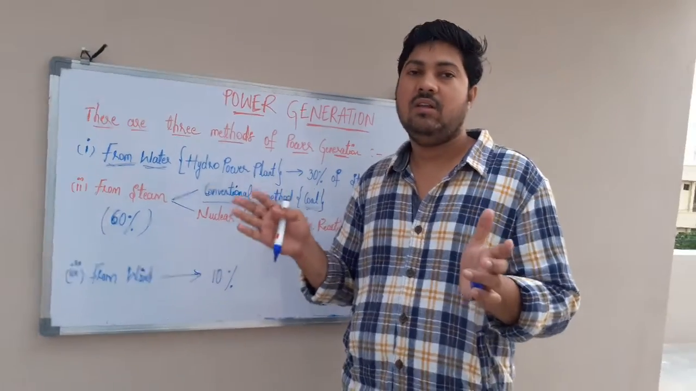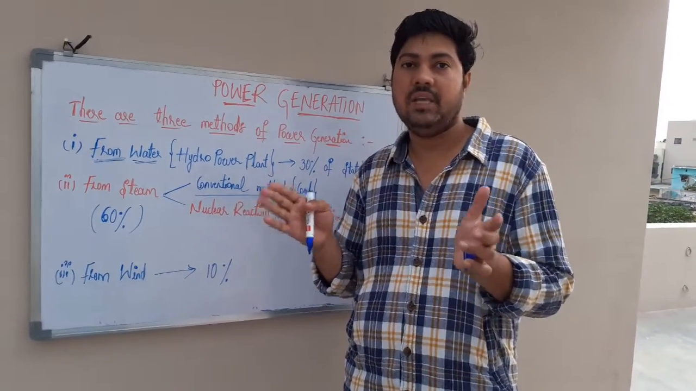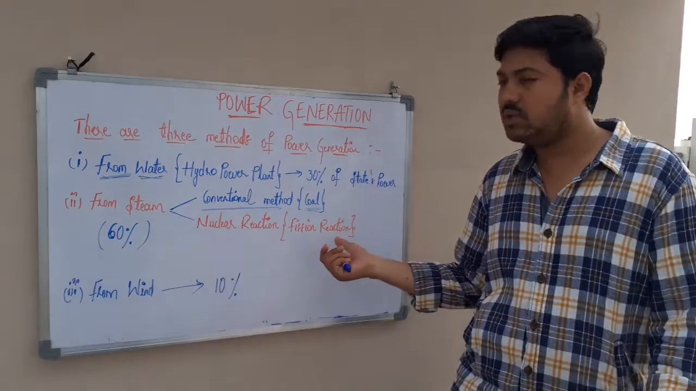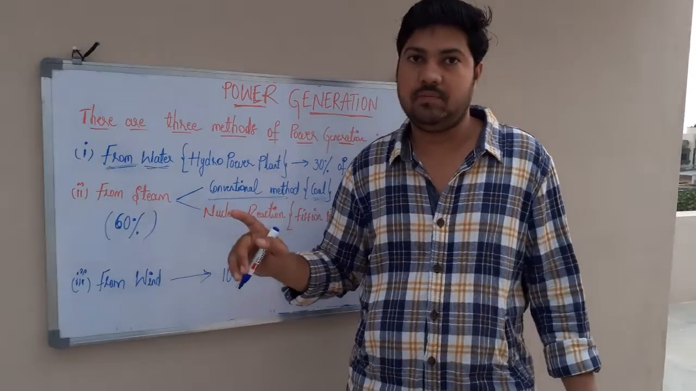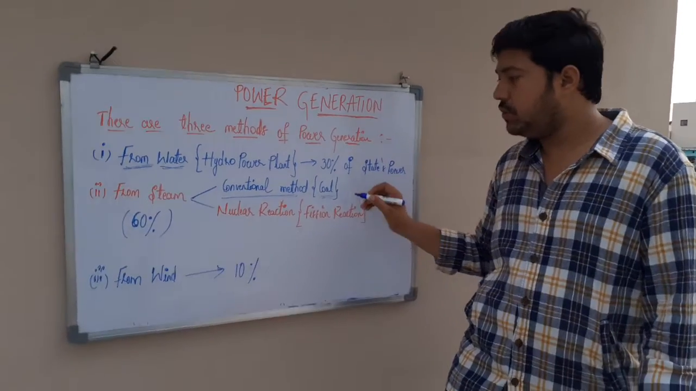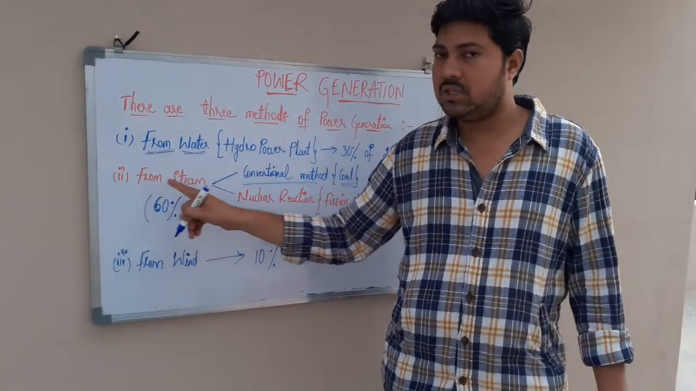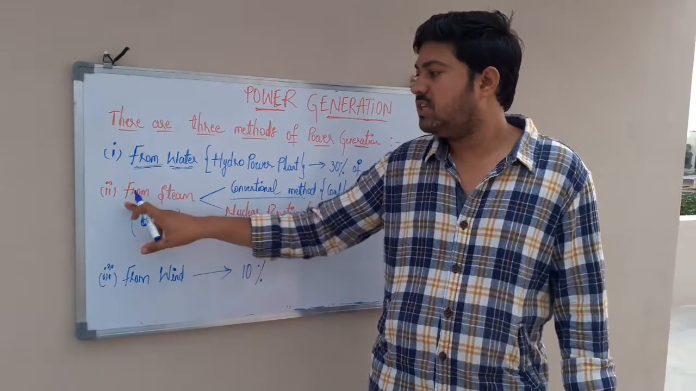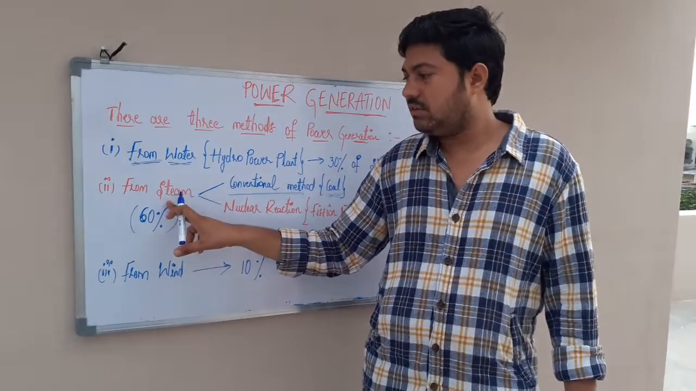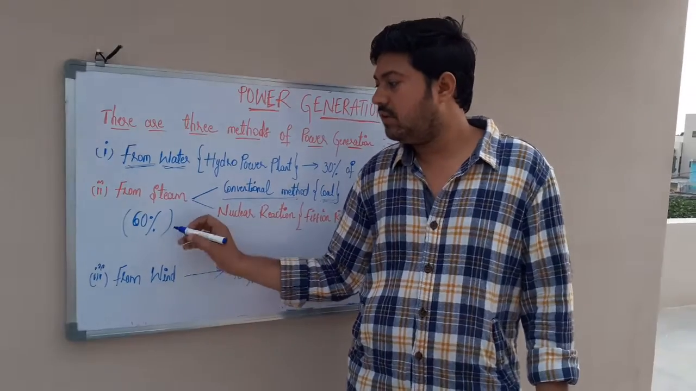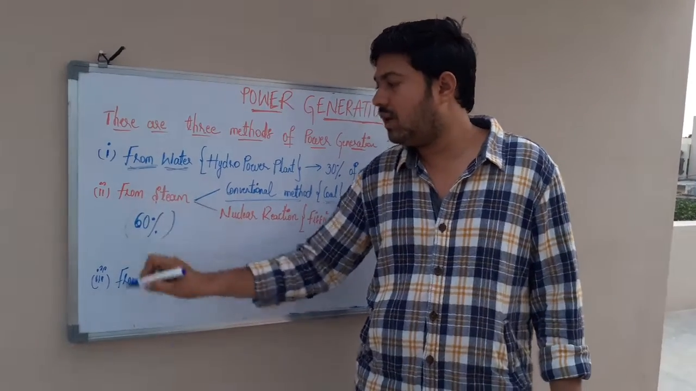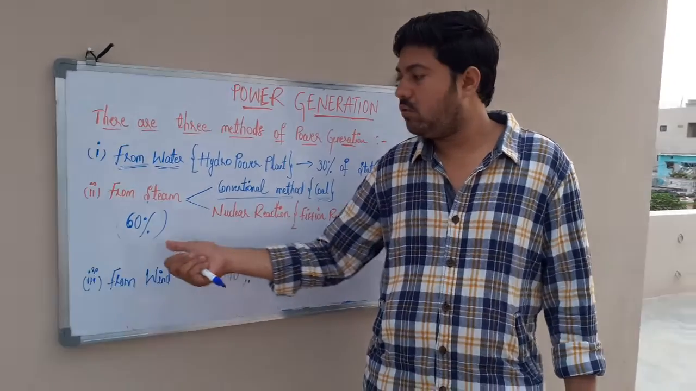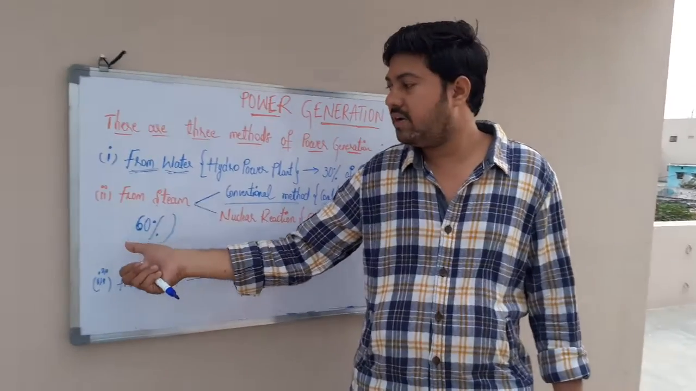In this nuclear fission reaction, there will be a lot of heat generation, and we will use this heat to convert water into steam. So these two methods are utilized to generate steam, and this steam will finally be used to generate power. This steam generation will contribute around 60% of the total state's power generation. So out of total power, around 60% of the power is generated from steam.